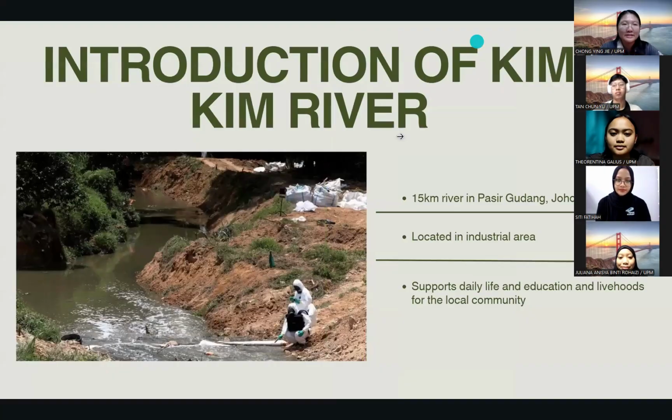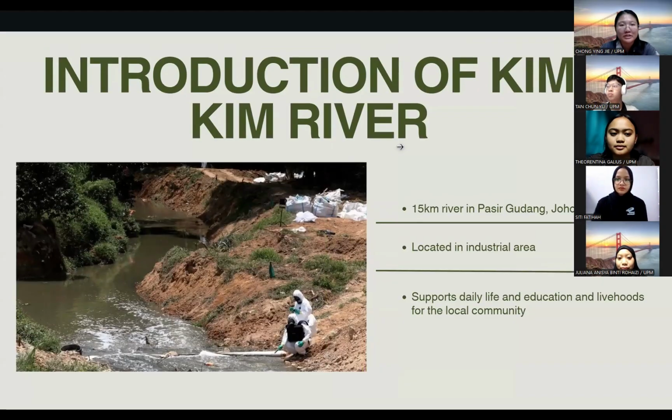Today, we are going to present our study on the environmental risk of Sungai Kim Kim. Sungai Kim Kim is a 15-kilometer river in Pasir Gudang, Johor, located near many industrial areas. Because of this, it faces high risk of pollution, especially from improper industrial waste disposal. Although it is not a large river, it supports the daily lives and livelihoods of nearby residents. However, a close human-environmental interaction also makes the river highly vulnerable to degradation and pollution.